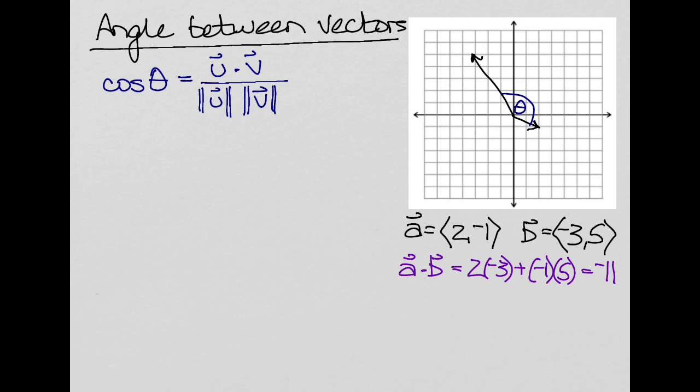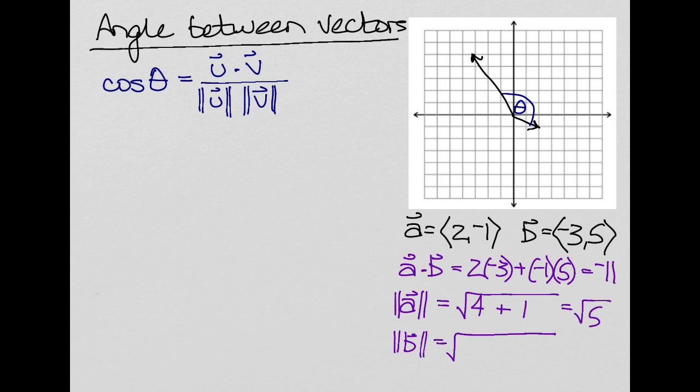I'm also going to need the magnitude of each one. So we'll do the magnitude of A, the square root of 2 squared plus -1 squared, and the magnitude of B, the square root of -3 squared plus 5 squared, square root of 34. Okay, why not? Now we have all the pieces, and we're ready to put them in.